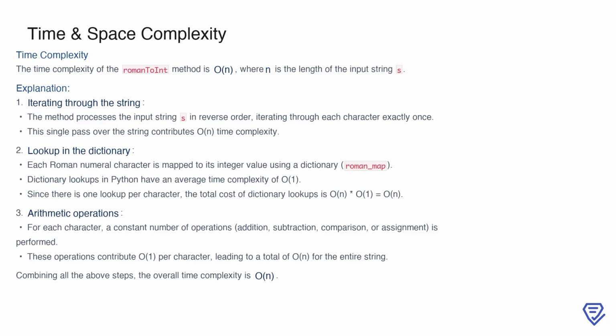Since there is one dictionary lookup for each character, this step contributes a total of O(n) operations. Additionally, for each character, the algorithm performs a constant number of basic arithmetic operations such as addition, subtraction, and comparisons. These operations are O(1) per character, which adds up to O(n) for the entire string. When we combine the time contributions of the iteration, dictionary lookups, and arithmetic operations, the total time complexity is O(n).